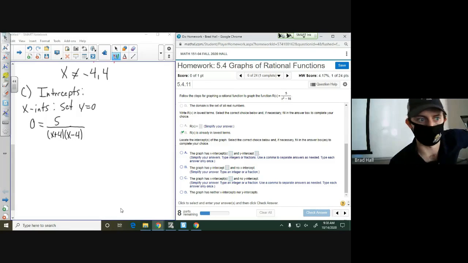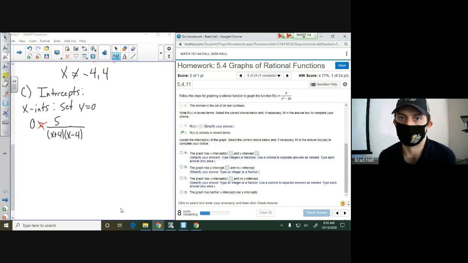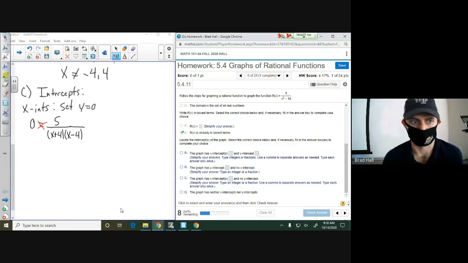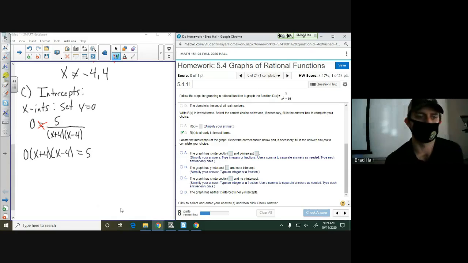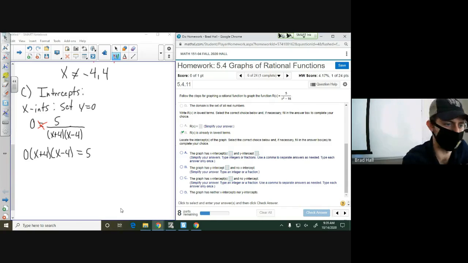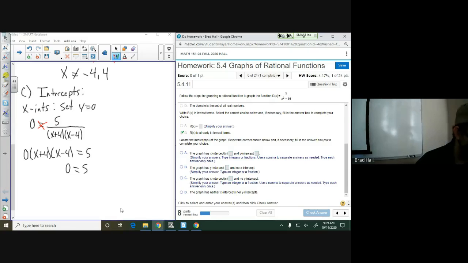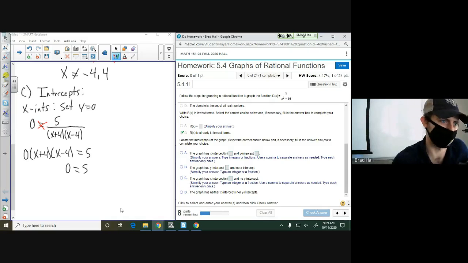So we can go ahead and cross multiply, or in other words, multiply both sides by the least common denominator of x plus 4 times x minus 4. And what we get is 0 times that denominator term is equal to really 5 times 1, or just 5. But luckily for us, 0 times anything is 0. And then we hit 0 is equal to 5, which doesn't really make any sense.